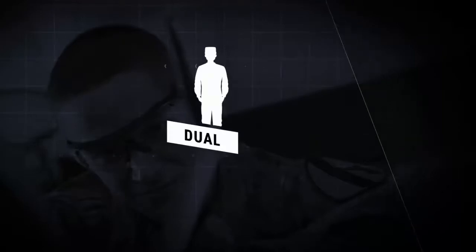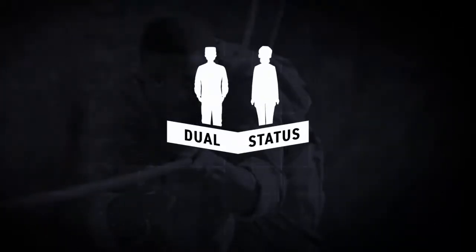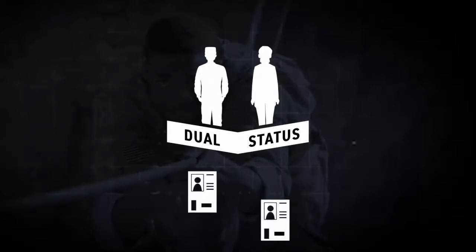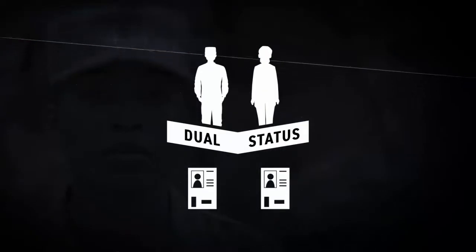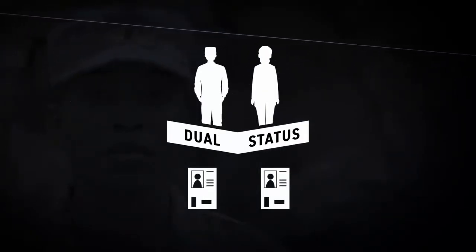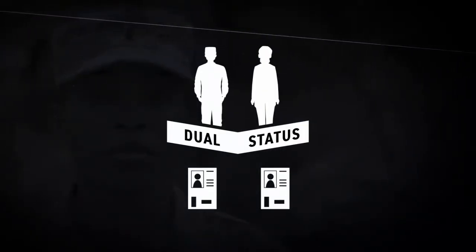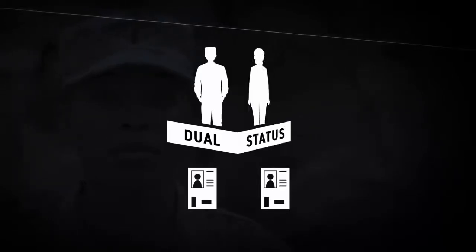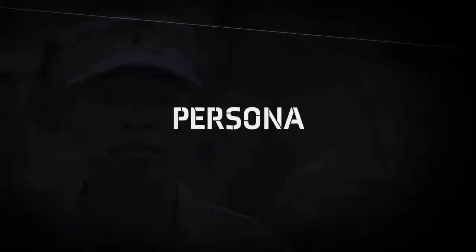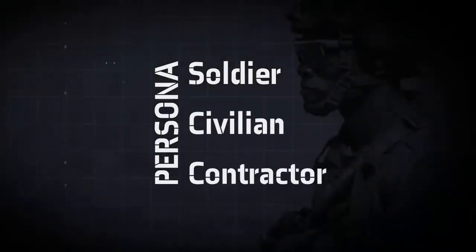Dual status technicians or military personnel who work in a civilian capacity and require access to IPPS-A must have a second CAC. This allows separation of military and civilian roles, proper permissions, and auditability. When logging in, dual persona users must select the appropriate CAC or certificate for the persona or role that they need to access. The persona is either soldier, civilian, or contractor.